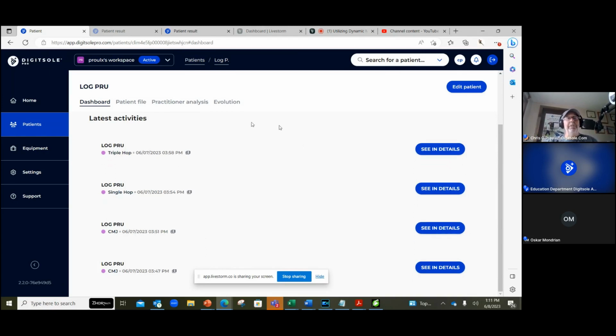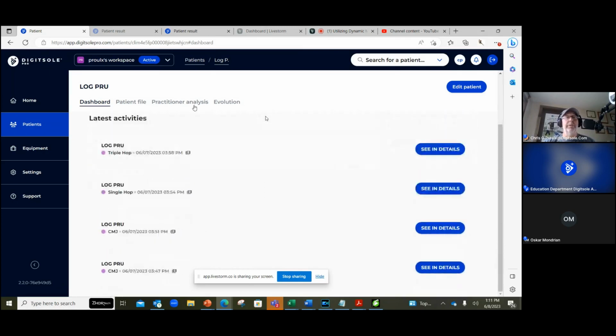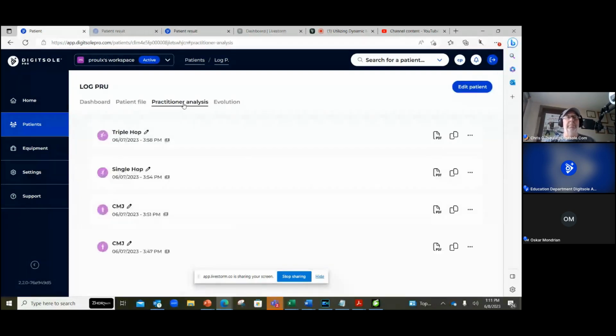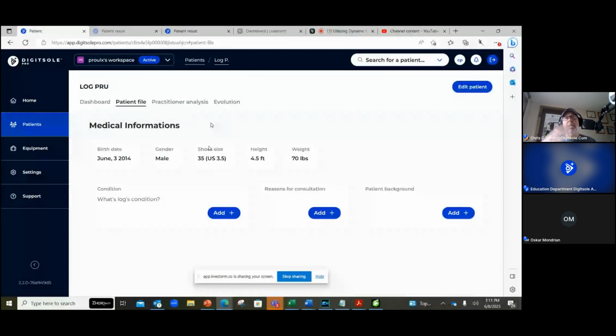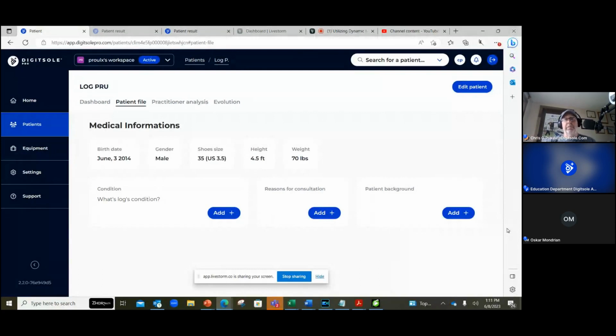So what happens is, when you click on your patient, it will show you a dashboard of the most recent analyses. And if you need to look at more, you just click on practitioner analysis and it will populate a larger list of the analyses. If you click on patient file, it pulls up the patient's characteristics, and you can change those. This is embedded inside of a clinical system, so that's why it says, what is the condition, reasons for consultation, and patient background. He doesn't actually have a problem. This was just baseline testing for my purposes of evolution and following.